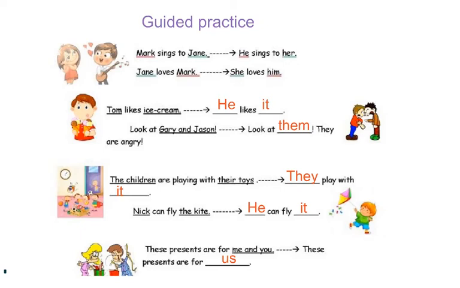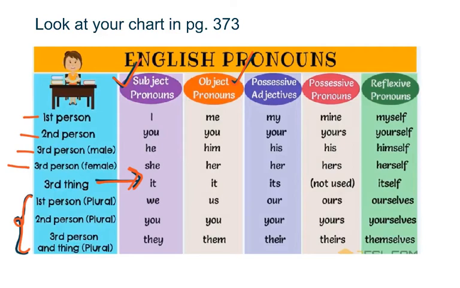Here we have our answers for our guided practice exercises. As you can see, they always use a subject pronoun when the verb is after, and they always use an object pronoun when the verb is before. I want you to remember that the only pronoun that doesn't change is you, as you can see, in second person when it's singular and in plural. I want you to always remember that that's the only pronoun that doesn't change.